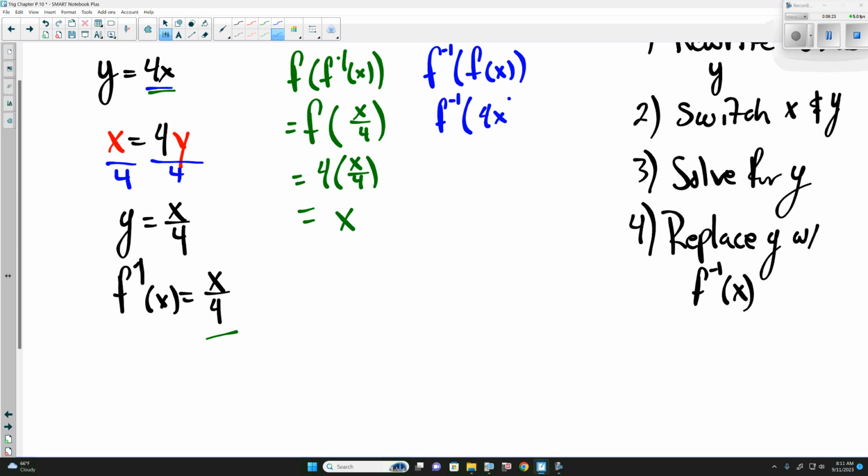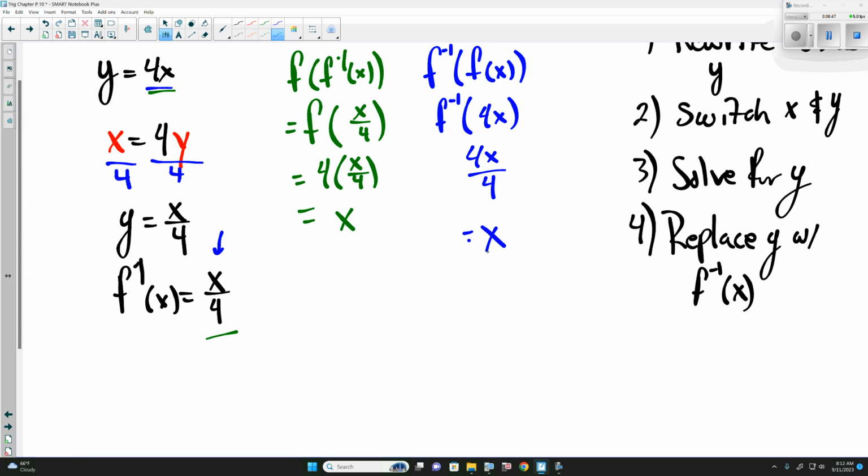Well, f of x is 4x. And if we replace every x in our inverse function, we'd have 4x over 4, which is just x. They both give us x, so we're good there. Any questions on any of this here?